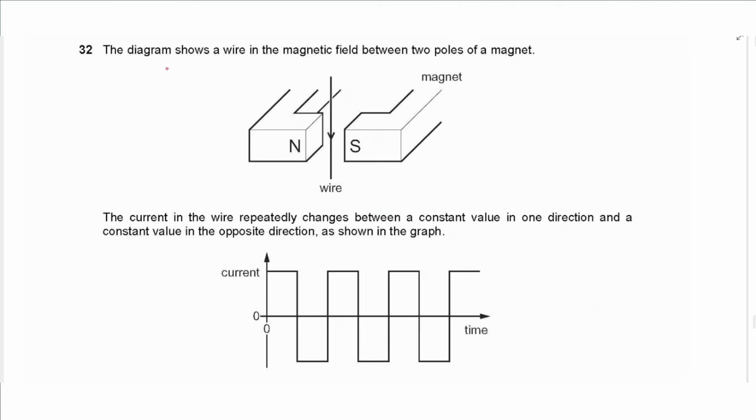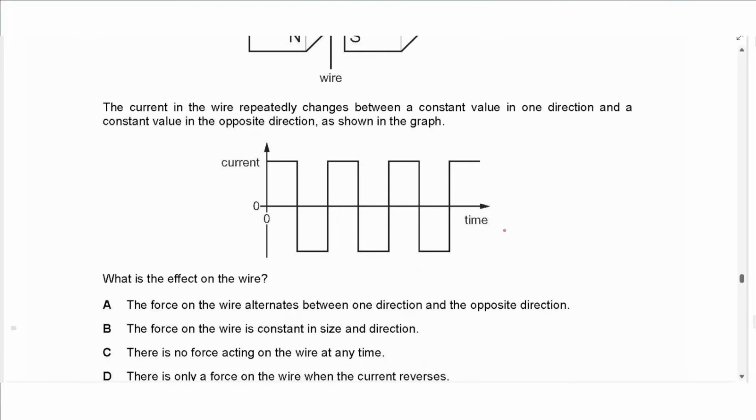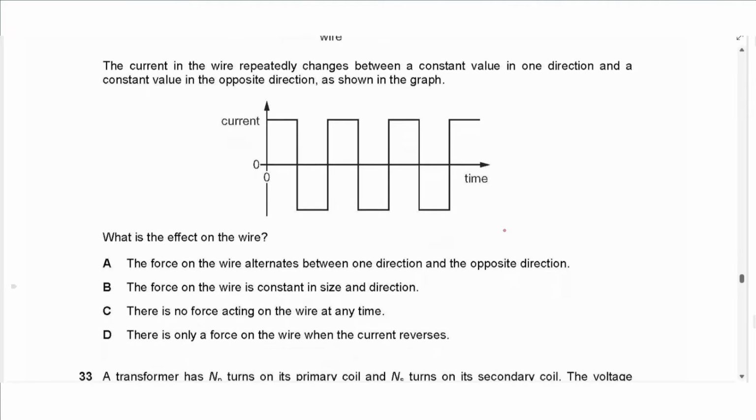Question 32 says the diagram shows a wire in the magnetic field between the two poles of a magnet. The current in the wire rapidly changes between a constant value in one direction and a constant value in the opposite direction as shown in the graph. So what is the effect on the wire? The poles are the same and the magnetic field direction is the same, only the current is reversing, so the force would also be reversing.